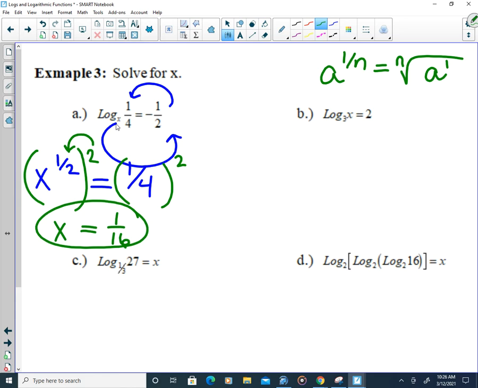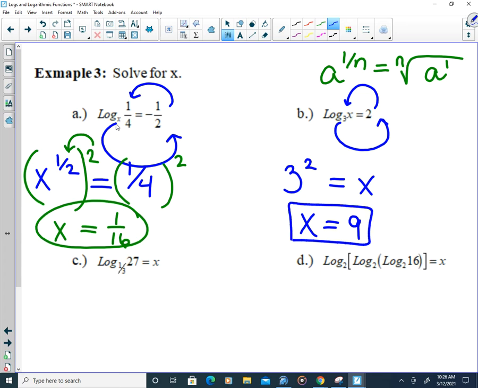All right, let's look at b. Log base 3 of x is equal to 2. So again, we're going to start it off the same way. We're going to start with our base. It's all about the base. 3 to the second power is equal to x. Well, how do you solve this equation? Well, x is already by itself. It's already solved, but it's just not simplified. What is 3 squared? 9. So x is equal to 9.